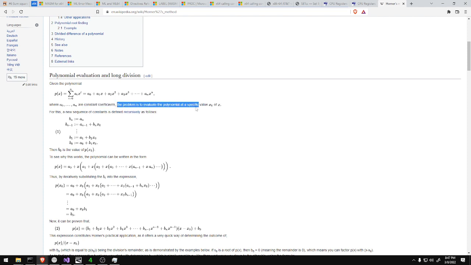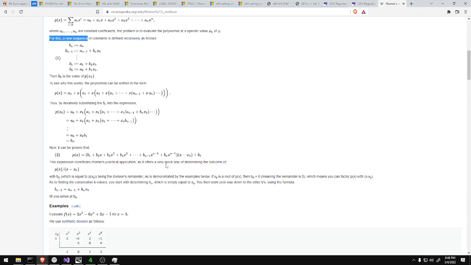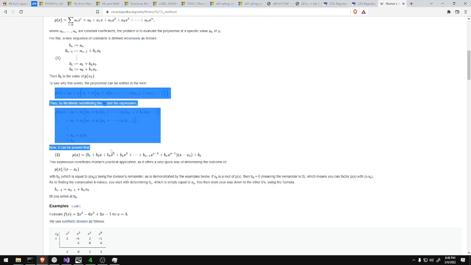Constant coefficients. The problem is to evaluate the polynomial at a specific value x0 of x. A new sequence of constants is defined recursively as follows: bn equals an, bn minus 1. Doesn't this just give you a super deep dependency chain? Or are you saying this is the way to do it if you don't care about the dependency chain? Because it doesn't look to me like this automatically finds something that's quick without caring about dependencies. It looks like it pessimizes the dependency chain.